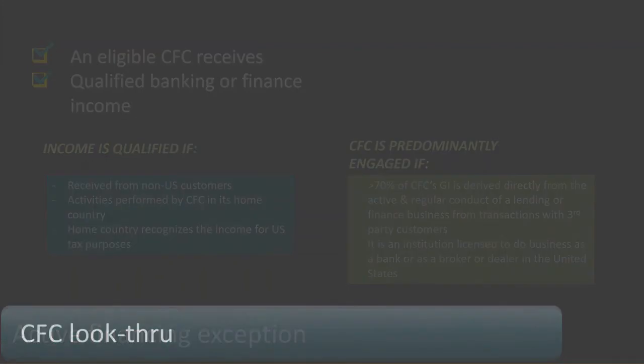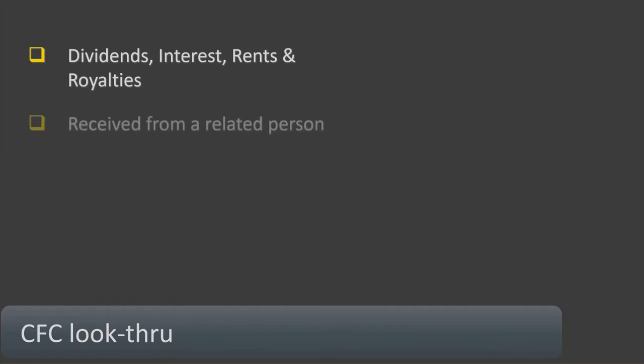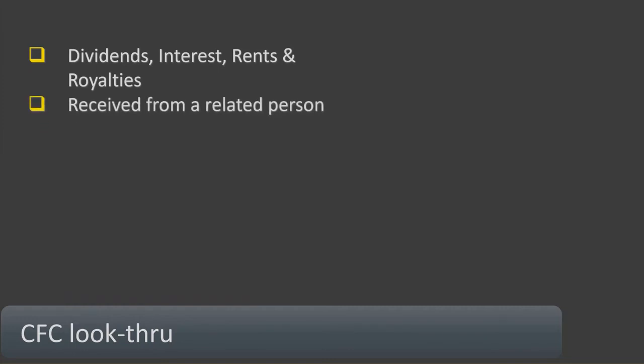The fourth and final exception is the CFC look-through exception. This exception has similar requirements to the same country exception in that it applies to dividends, interest, rents, and royalties received from a related person. However, in this instance, the country of the payer does not matter, only that the payer is a CFC. When payments are made, the recipient CFC essentially looks through to the underlying activities of the payer to determine whether or not the income is Subpart F.